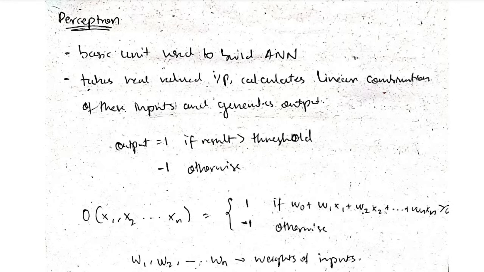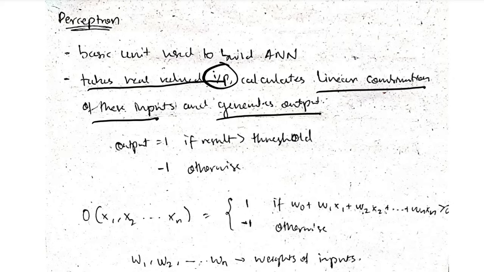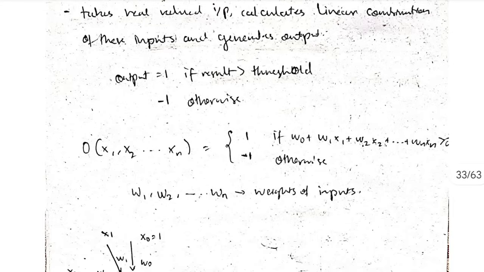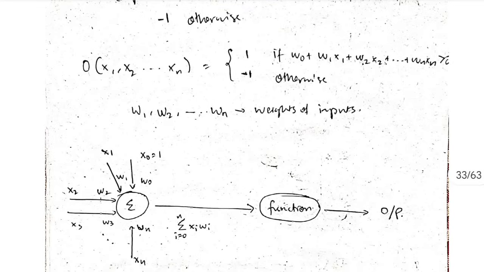Okay, it takes real valued input. That's the second point. It takes what input? Real valued input, and calculates the linear combination of these inputs and generates the output. It takes the input, calculates, and generates the output. Simple enough, right? So output can be 1 or -1, or you can set it accordingly based on the threshold values. And as I told you, we'll be including the weights as well as inputs.